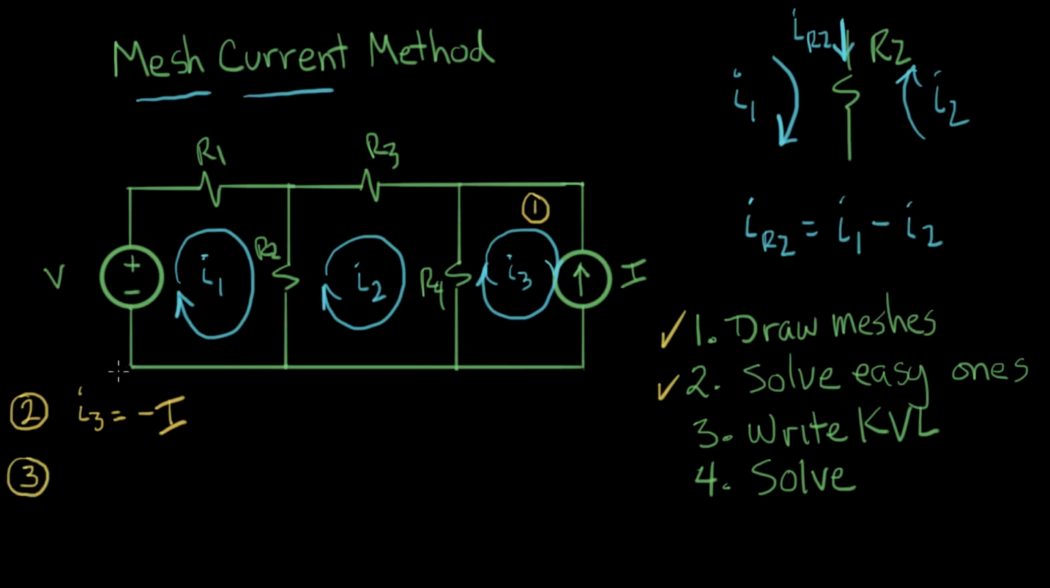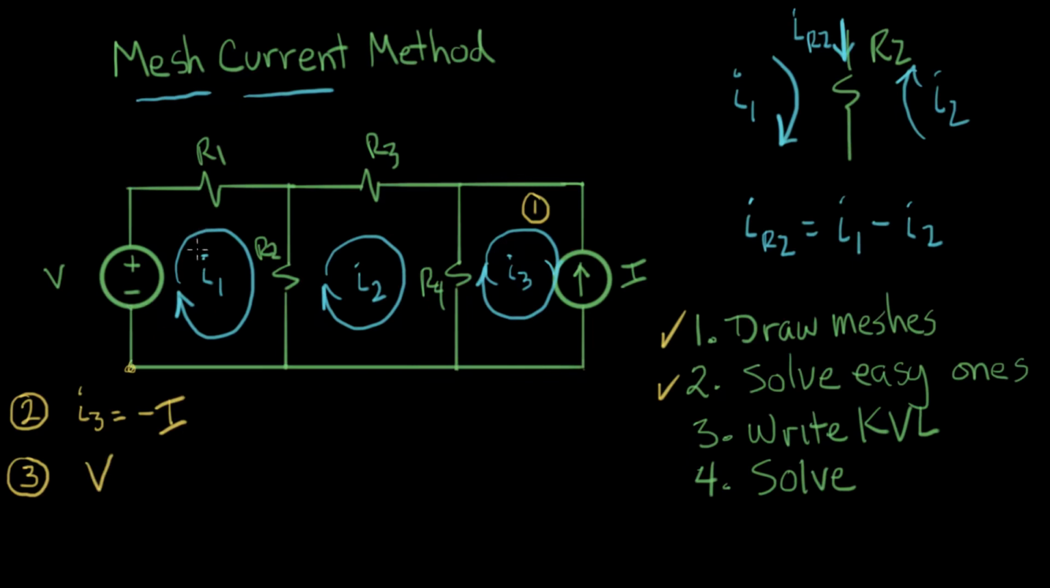So now let's start step 3. We're going to write KVL equations on each of these meshes. We'll start here, and we're going to go around this mesh in this direction and write Kirchhoff's voltage law. So the first thing we come to is a voltage rise. We go in the minus side, out the plus. That's a voltage rise of V volts.